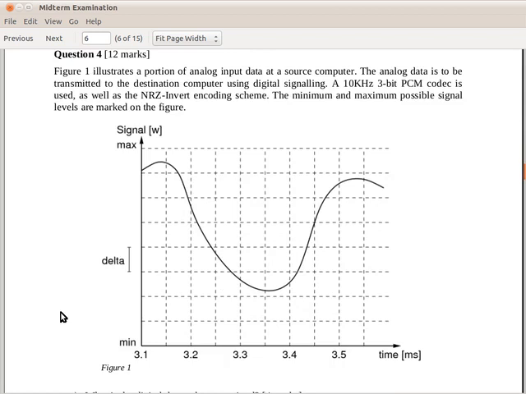PCM, here's an analog input signal, 10 kilohertz, 3-bit PCM. So it tells us that we sample 10,000 times per second, and each sample is 3 bits in length. That is, we choose a number between 0 and 7. So this gives us the scale of time. So with 10 kilohertz, when are we going to sample? Let's say we sample at the first point. When's the next sample?